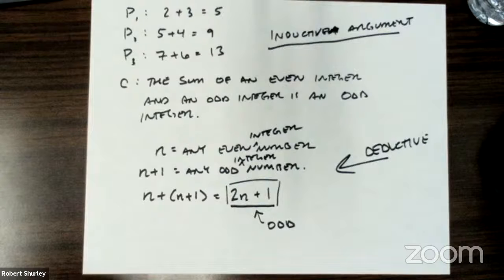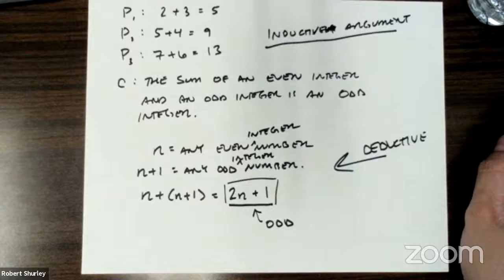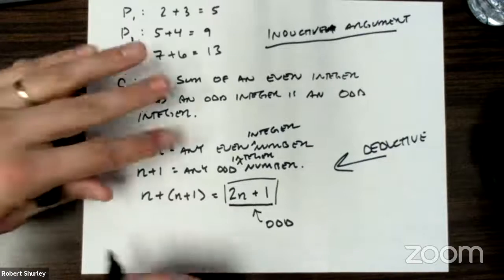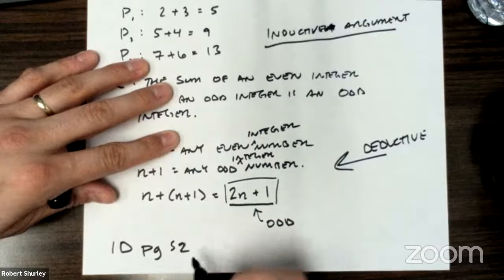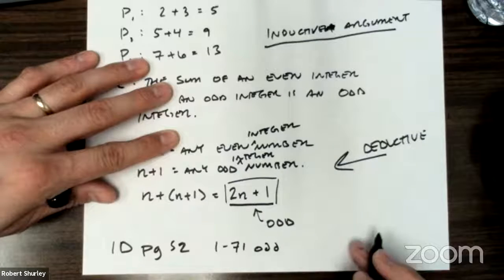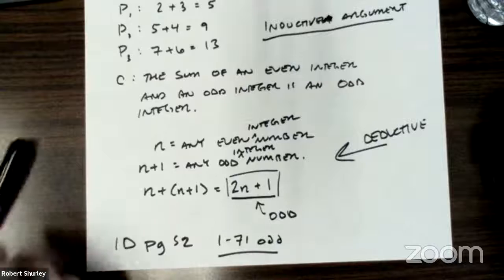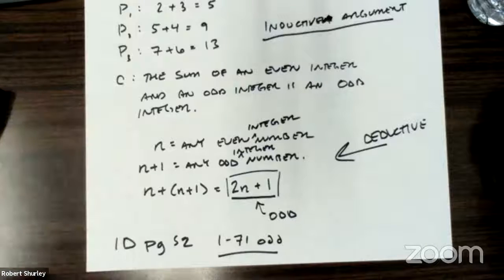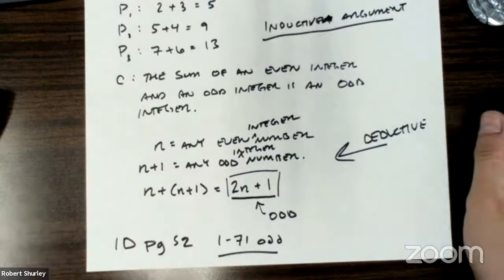Okay. Great. So for the homework, now we can get into the schedule. The homework for today, which is 1D, page 52, is 1 through 71 odd. Okay. 1 through 71 odd. Work on those. If you have questions, let me know. I mean, the test is going to be Wednesday, so you need to get done as soon as you can.